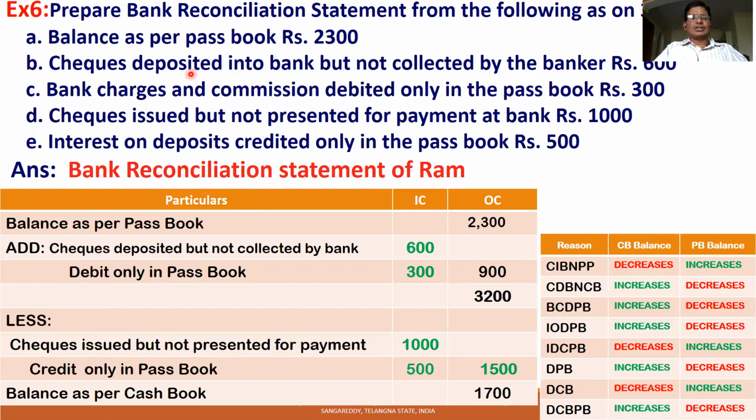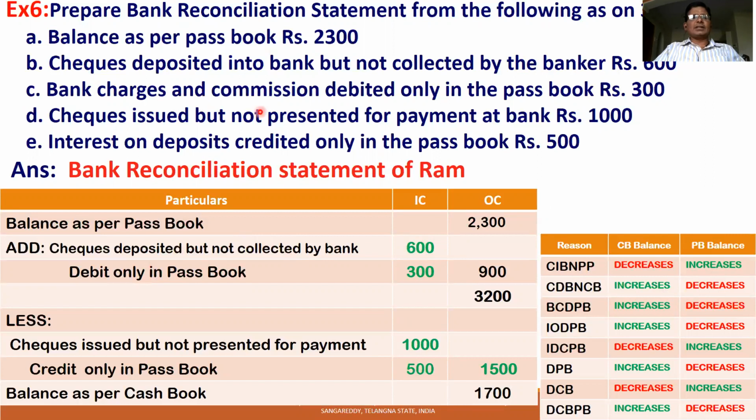First, checks deposited into bank but not collected by the bank. You know very well this is very easy. Whenever a check is deposited, it is automatically debited in the cash book, so cash book balance increases, but not collected by the banker, so passbook balance decreases. When passbook balance decreases, we have to add checks deposited but not collected. Add 600.